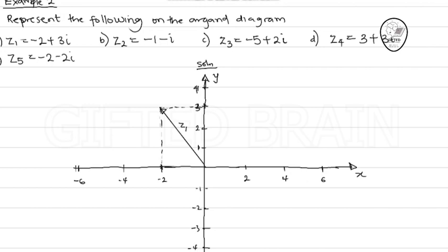We also have a z2. The z2 is minus 1 minus i. Minus 1 on the negative x-axis, so it will be somewhat here. And then minus 1 on the negative y-axis, somewhat here. So I join those 2 points now. So this will be my z2.